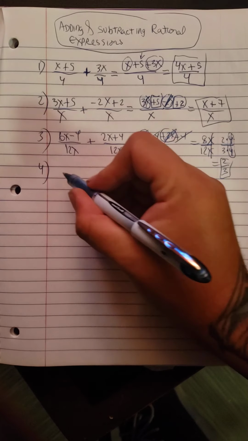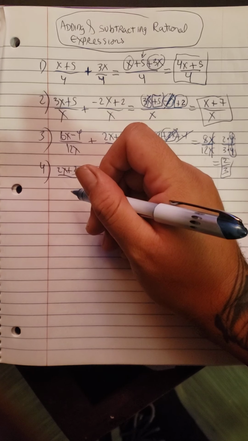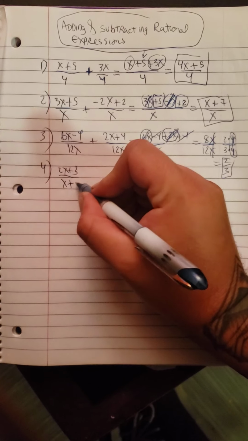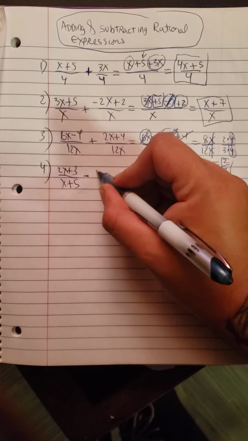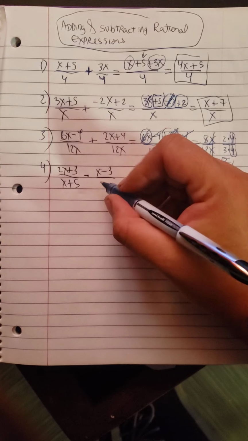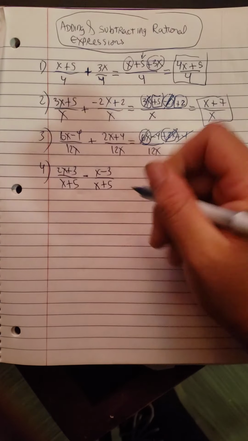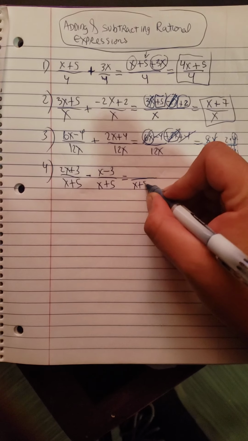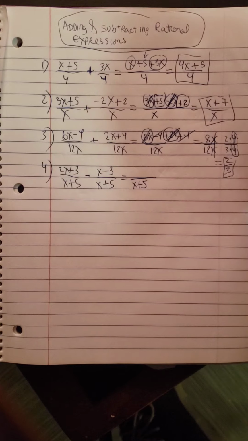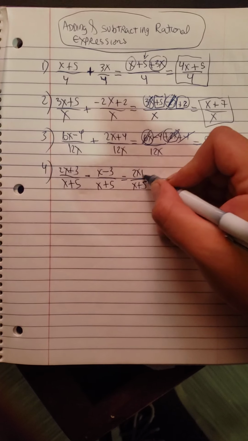I have 2x plus 3 over x plus 5 minus x minus 3 and then x plus 5. Again, same denominator. I'm just gonna copy it. So I have x plus 5 on the bottom. Now I have to copy the top. So I have 2x plus 3.